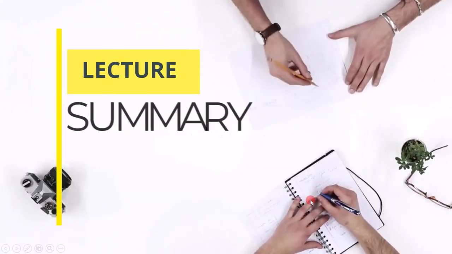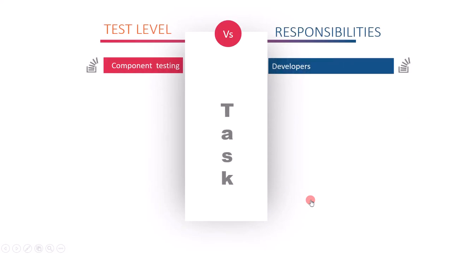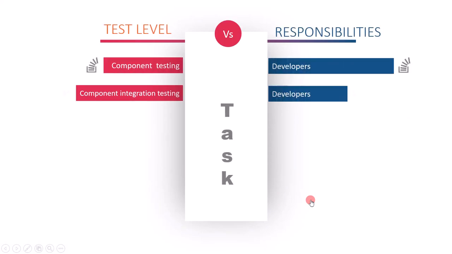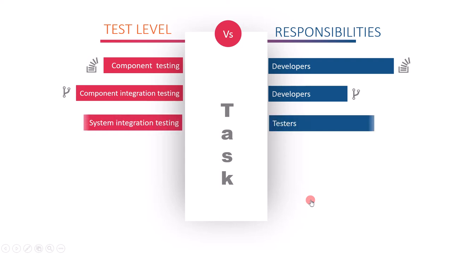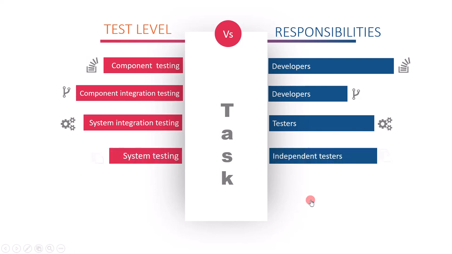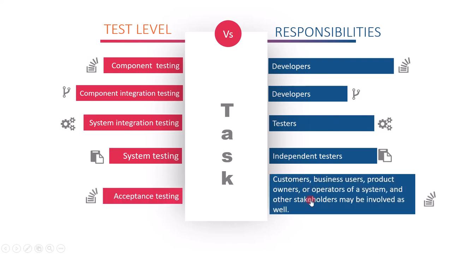Let's summarize the test level responsibilities. Component testing is often the responsibility of developers. Component integration testing is often the responsibility of developers. System integration testing is often the responsibility of testers. System testing is often the responsibility of independent testers. Acceptance testing is often the responsibility of customers, business users, product owners, or operators of a system, and other stakeholders may be involved as well.